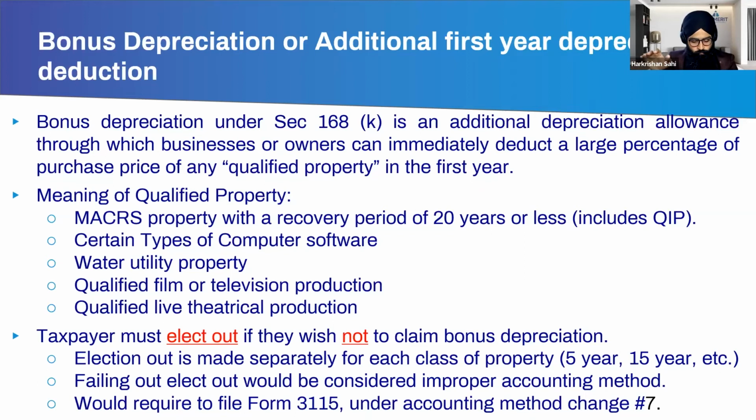One thing I want to note is that bonus depreciation is mandatory. If you don't want bonus depreciation, you need to elect out. And that election needs to be made separately for each class. What do I mean by each class? When you're depreciating a property, you have property classes, 5-year, 15-year, and what have you. You have to elect out of each class for not claiming bonus depreciation. If you don't elect out and you fail to make an election, it will be considered an improper accounting method, in which case you will have to file a Form 3115, filed under change of accounting method number 7, in order to fix that.